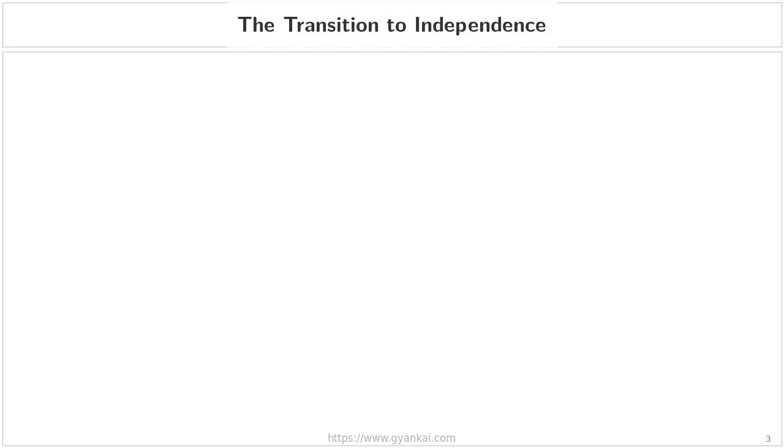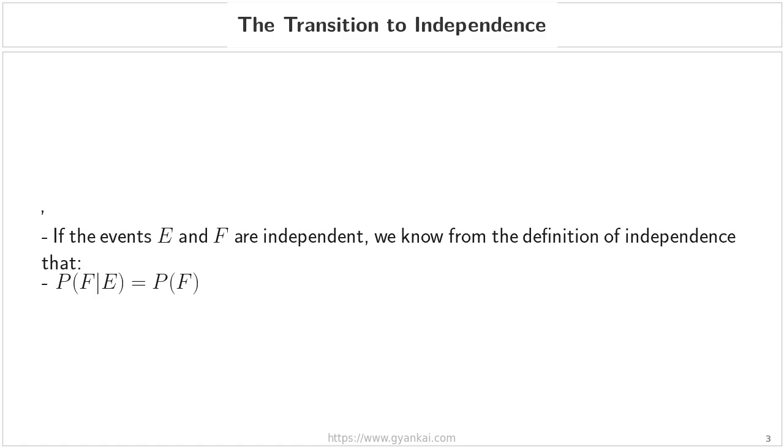The transition to independence. Now that we have established the general multiplication rule in the previous slide, let's see what happens when we apply the specific condition of independence. If we assume that events E and F are independent, we can refer back to our definition of independence. Remember, independence means that the occurrence of one event has no impact on the probability of the other. In mathematical terms, this means that the conditional probability of F occurring, given that E has already occurred, is exactly the same as the probability of F occurring on its own. We write this as P of F given E equals P of F.